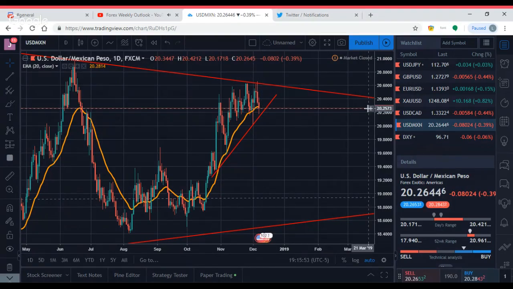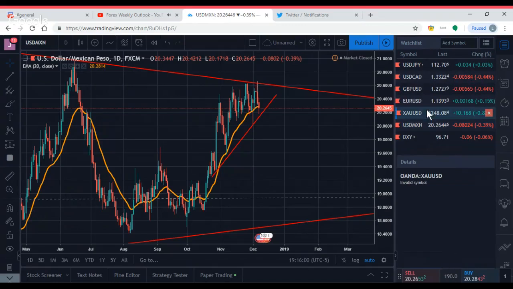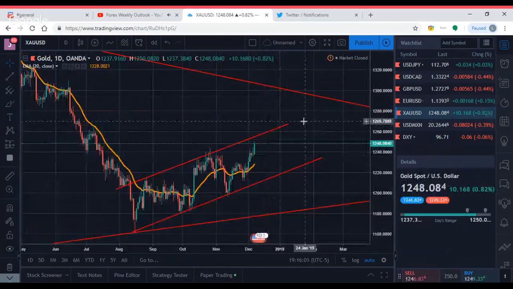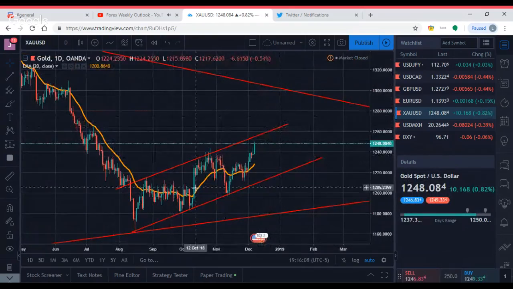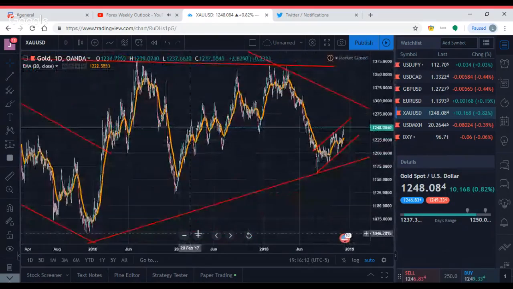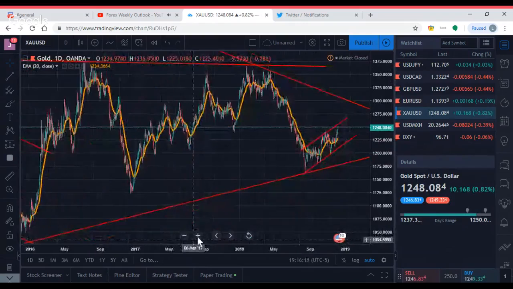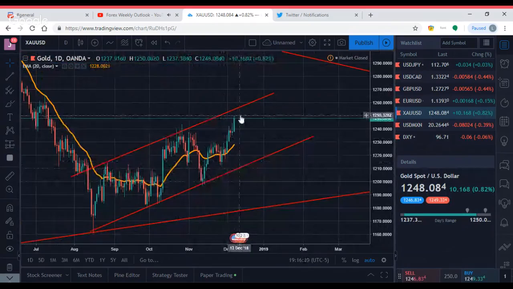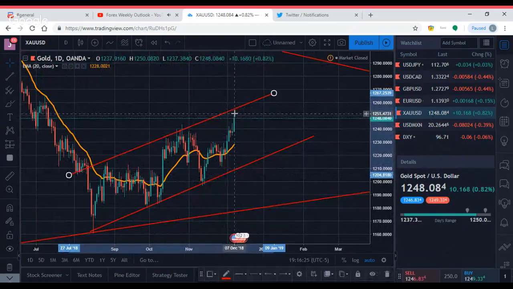Alright. I'm only gonna do the major pairs. USD Mexican peso, that's not a major pair. This here is gold. For this week, gold is actually in a tight range that I've been trading or playing. I'll just do the weekly. It's actually approaching this resistance, so I'm kind of bearish. I'll be looking for a trend reversal on gold around this area.